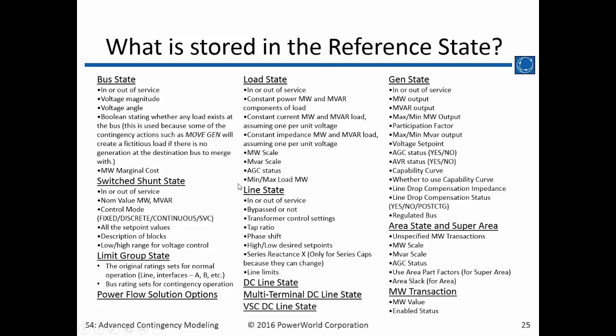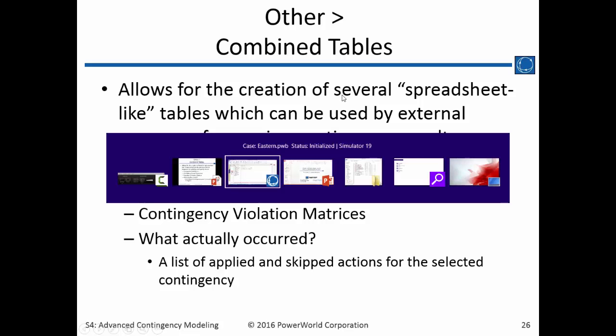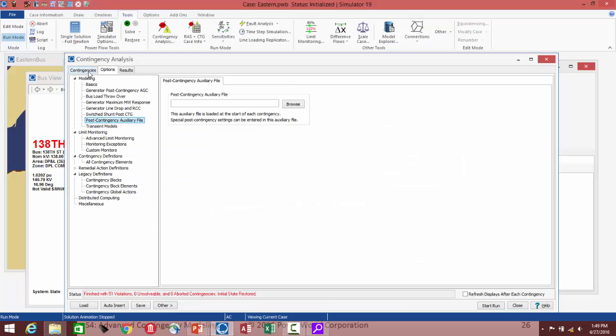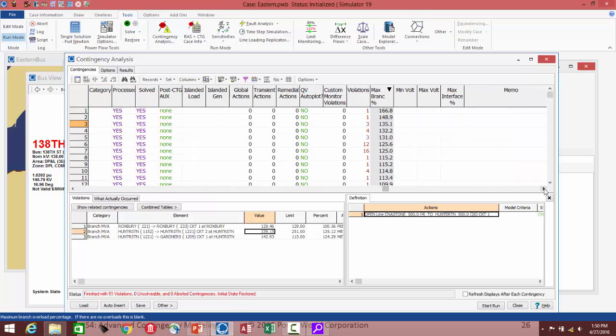All right, under the other button, there's also some features for just looking at data in different ways. Up to this point, we've looked at browsing results by looking at the list of contingencies. And then there's some summary statistics on how many violations and what the worst violations are of different types. You could click on a contingency and then look at a list of corresponding violations down here.